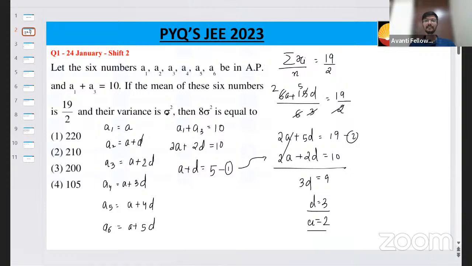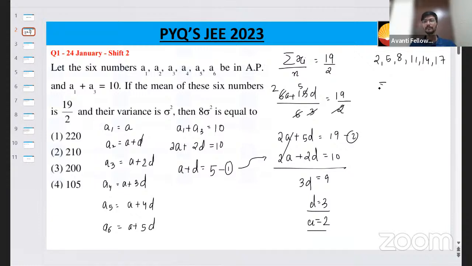The variance is sigma square. So if A is 2, D is 3, then let me write the numbers here. The numbers are 2, 5, 8, 11, 14, and 17. Correct now? Am I right? Yes.